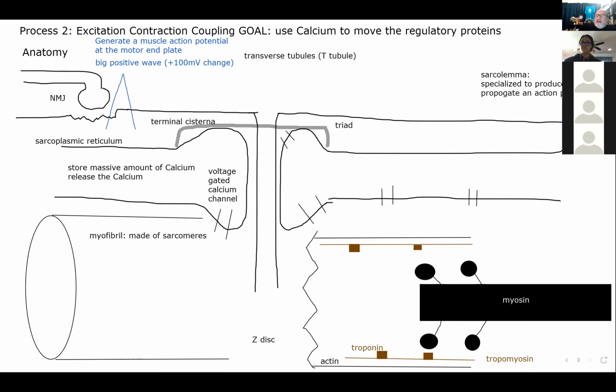And yes, to answer your question, this is happening in every single muscle cell. When I decide to contract my elbow, when I decide to flex my elbow, all of the muscle cells that are involved in this contraction are all going to go through this process. And that's kind of where we're going to get to.